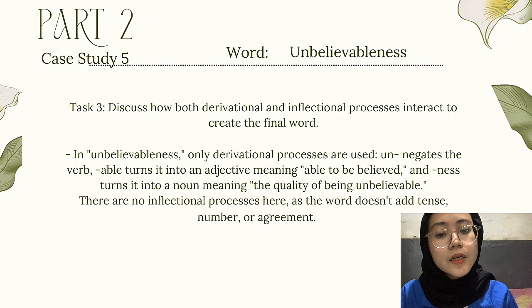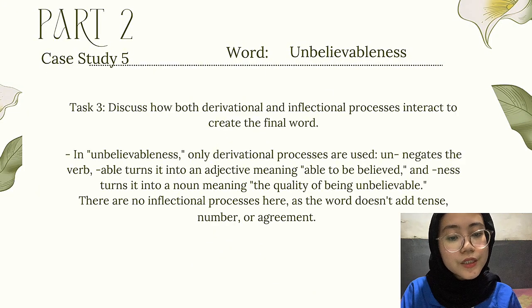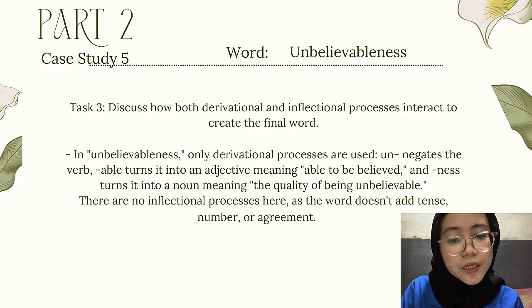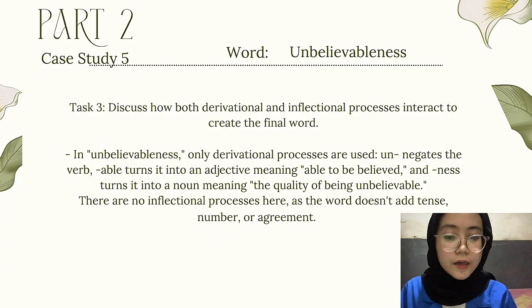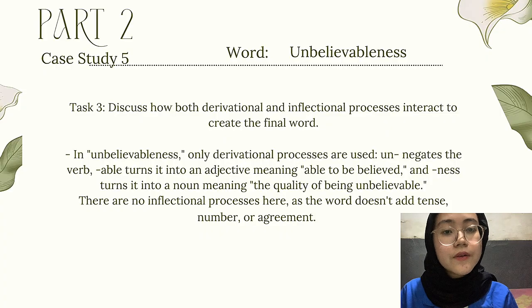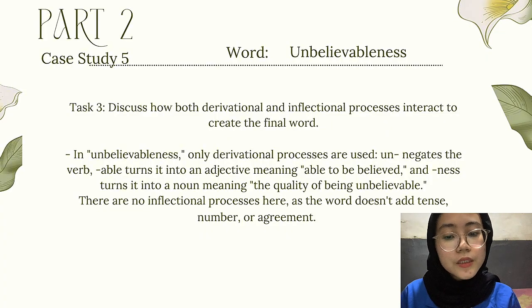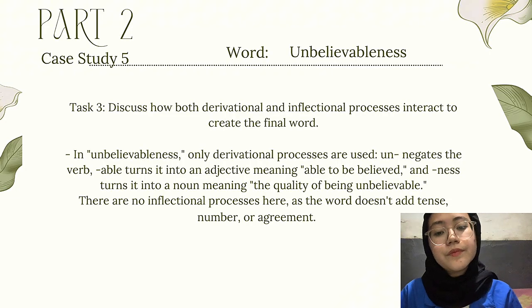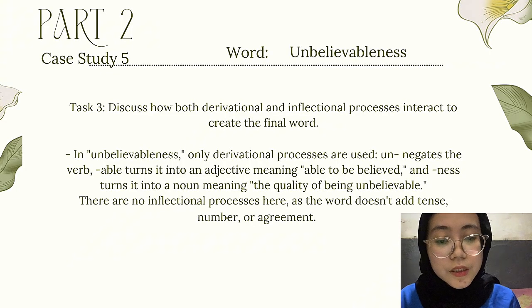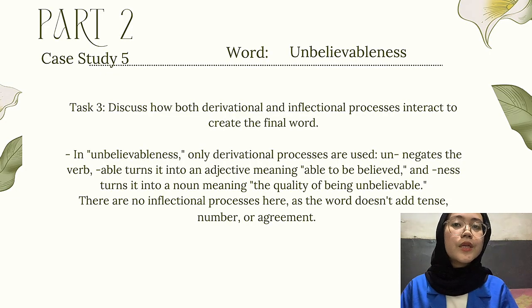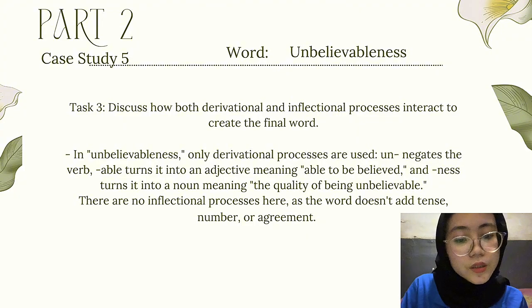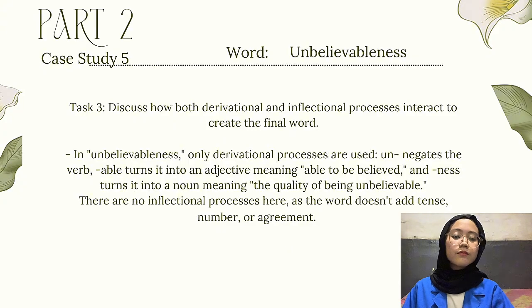And task 3, discuss how both derivational and inflectional processes interact to create the final word. In unbelievableness, only derivational processes are used. Un negates the verb. Able turns it into an adjective meaning able to be believed. And ness turns it into a noun meaning the quality of being unbelievable. And there are no inflectional processes here, as the word doesn't add tense, number, or agreement.